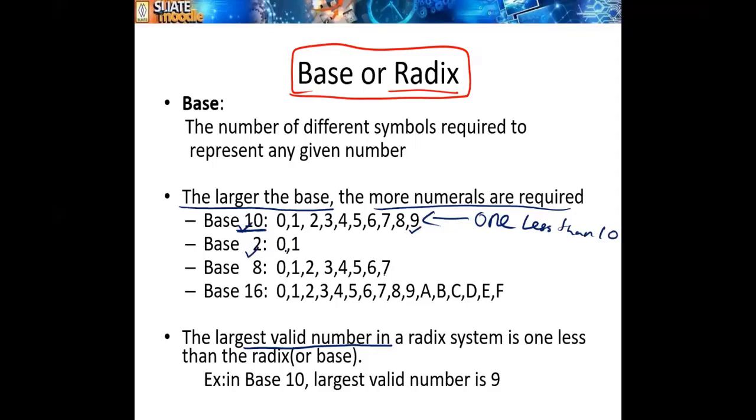If the base is 2, the largest number will be 1. If the base is 8, the largest is 7. If the base is 16, the largest is F. So for example, if the base is R, the largest number will be R minus 1.